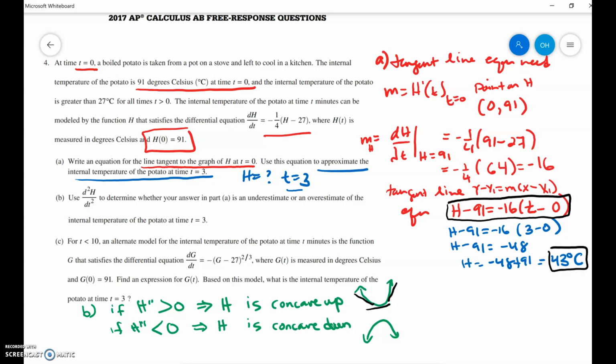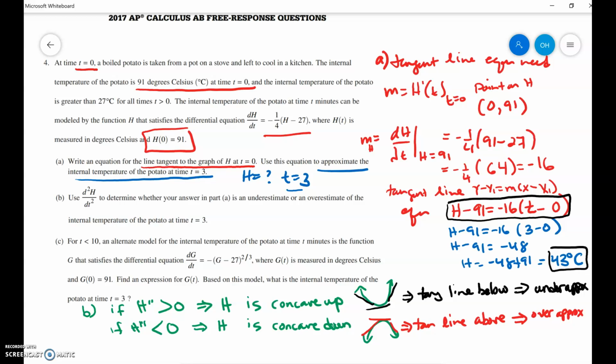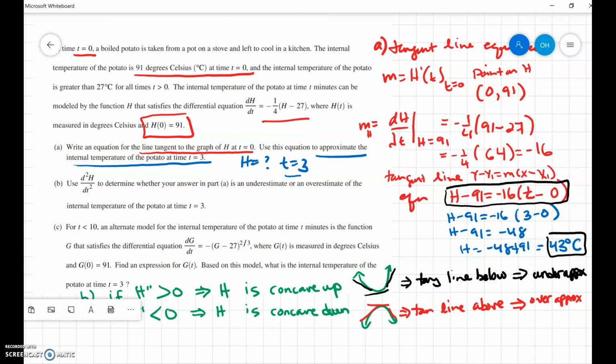Anywhere I draw the tangent line, if it's concave up, that means my tangent line has to be below the curve, which implies it is an under approximation. Okay, and then here, if I draw any possible tangent line anywhere on that curve when it's concave down, that implies that our tangent line is above the curve, which implies that it is an over approximation when we evaluated the tangent line at 3. Okay, so let's figure out which one this is.